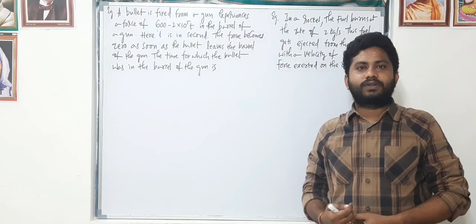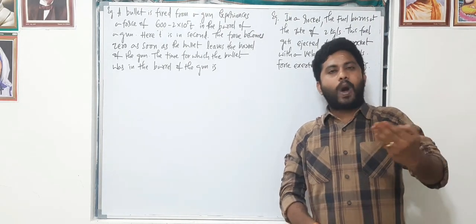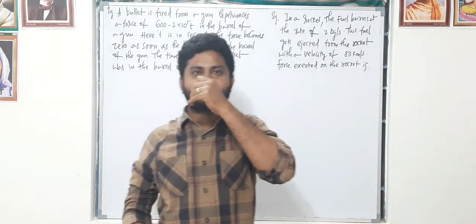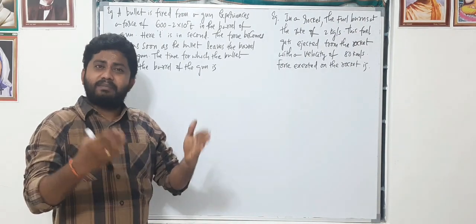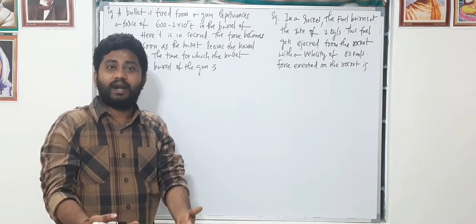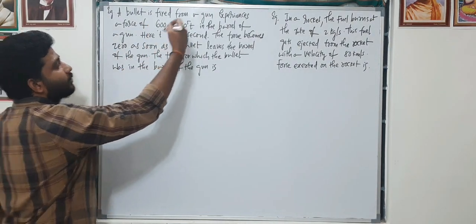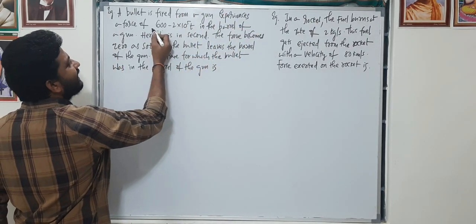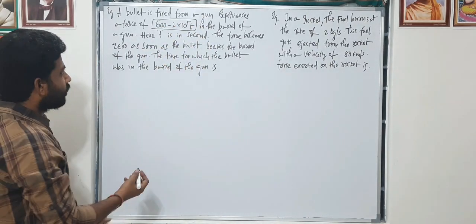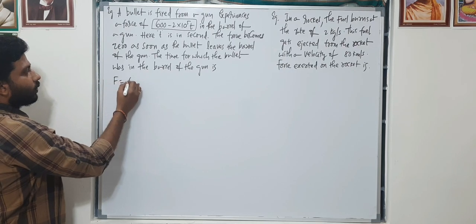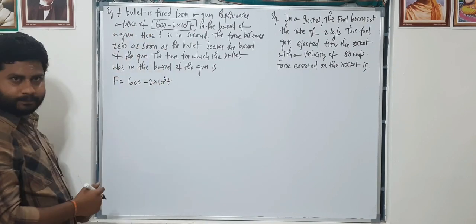Now look here, my dear students. We'll solve some problems related to the second law of motion and third law of motion. Whatever it may be, force is equal to m into a, which is m into (v minus u) by t. That's what I told you, right? Now, a bullet fired from the gun experiences a force of 600 minus 2 into 10 raised to 5 into t. So the given force is equal to 600 minus 2 into 10 raised to 5 into t.